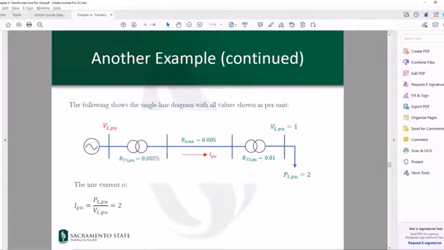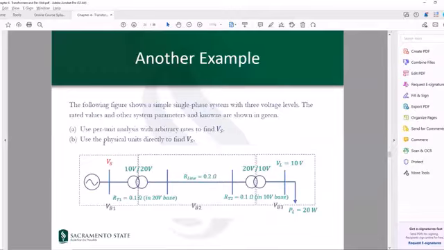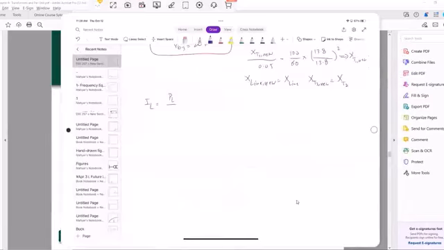Now, the other method is to use the physical units directly to find VS. So this requires a lot of voltage and current conversions. I can still start the problem from where I have the information. Since I have PL and VL, I can find the load current. The load current would be power over voltage, so PL over VL.